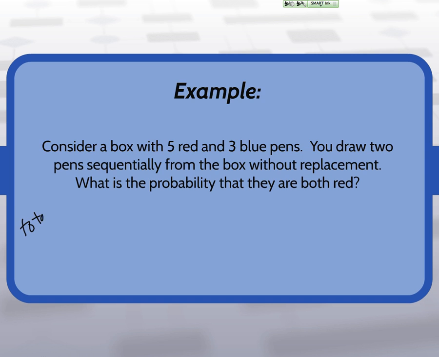So what's the total number of pens in my box here? So the total pens is 8, so that's that sample space, because there are 8 different things that could happen, technically, when I pick some pens out. So for my first pick, and then I'll have my second pick. For my first pick, there are definitely 8 pens still in there, and 5 of them are red. So 5 out of those 8 pens are red.